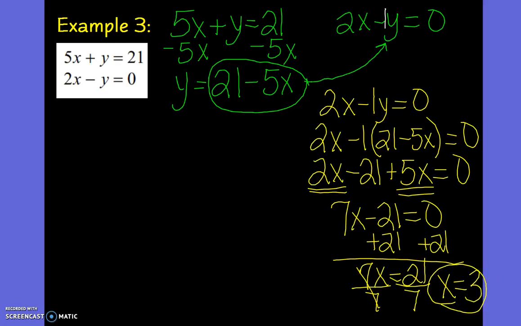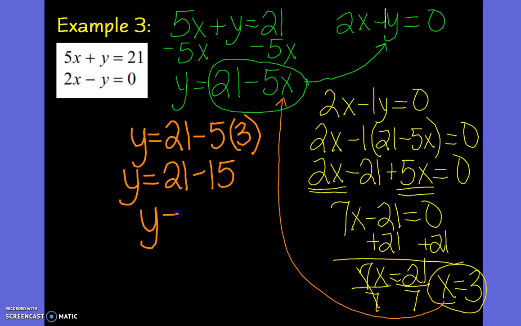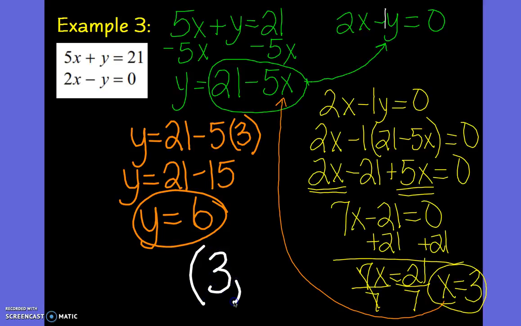All right, so now that we know that x is equal to 3, we're going to take this x equals 3, and we're going to substitute it in right here so that we can find the value of y. So y equals 21 minus 5 times 3. So instead of writing x, I'm putting a 3 in place of that x. Y equals 21 minus 15. 21 minus 15, y is equal to 6. Your solution set, or your solution for this system is going to be 3, 6.